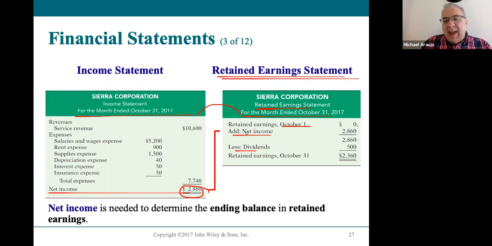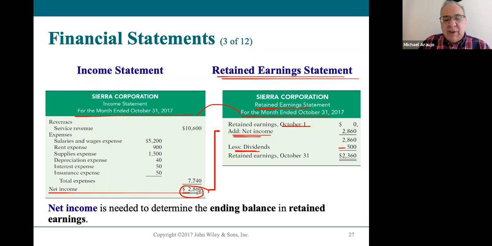We take and add in the profits of that period of time. So 2,860 gets added in. We subtract out any of that profit that we shared with the owner in the form of a dividend. It looks like they sent out $500 of that profit to the owner's personal pockets out of the company. So that's why it's subtracted out of retained earnings.